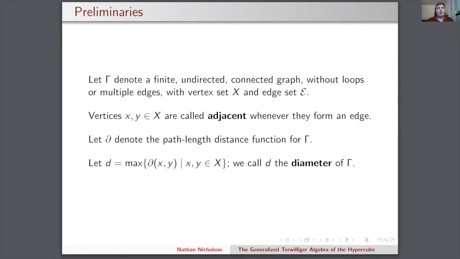To start off, let gamma denote a finite, undirected, connected graph without loops or multiple edges with vertex set X and edge set E. We say vertices x and y are adjacent whenever they form an edge. Let partial denote the path length distance function for gamma, and we let D be the maximum possible distance between any vertices of X. We call D the diameter of gamma.